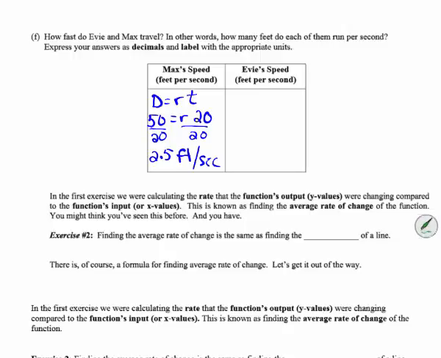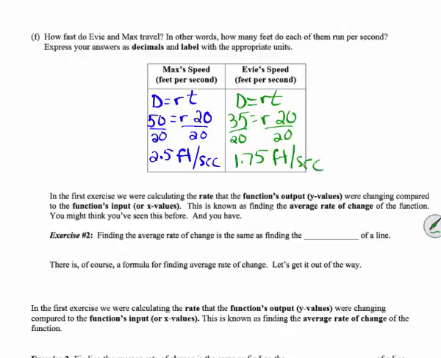For Evie, we're going to use the 35 because she had the head start. So she ran 35 feet in her 20 seconds. Again, I divide both sides by 20, which gives me 1.75 feet per second. So based on this graph, Max ran faster, but because he gave Evie a head start, he never caught up with her.